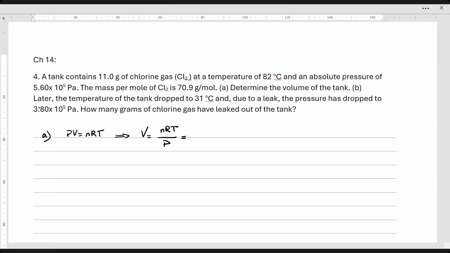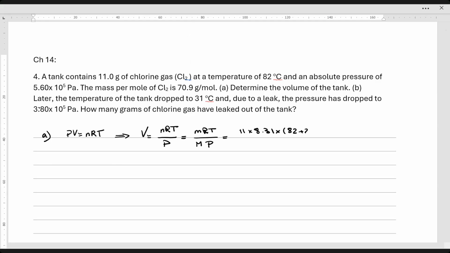So we don't have the number of moles, rather we are given the mass and the mass per mole, or what we call the molar mass. So I will substitute the number of moles by the mass over the molar mass, and the rest is basically just some numerical substitution.